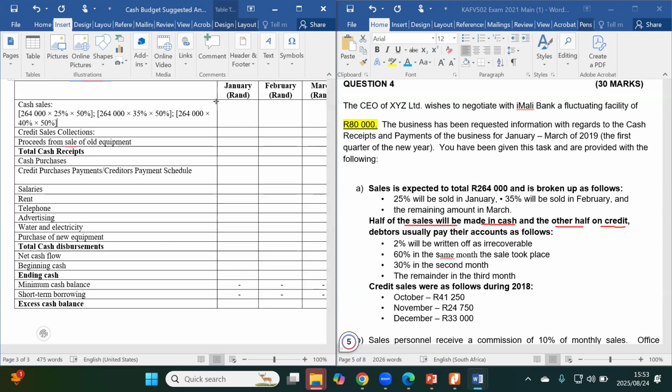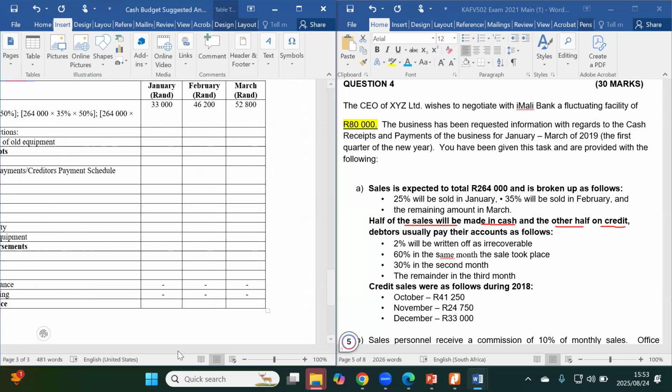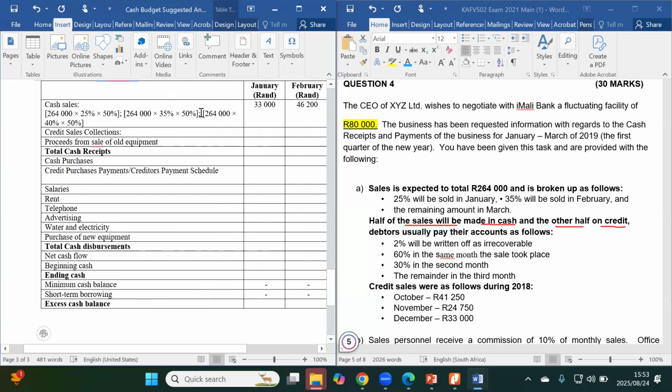Did you get this one right? Yes, I think I got it right there. The first one was 33,000. 33K. Second one, 46,200. Okay, let's verify 46,200, and 52,800. So this one you said 46,200. Yes, 46,200. And then the other one, 52,800. That's correct. That's very correct. So you got it right over there.